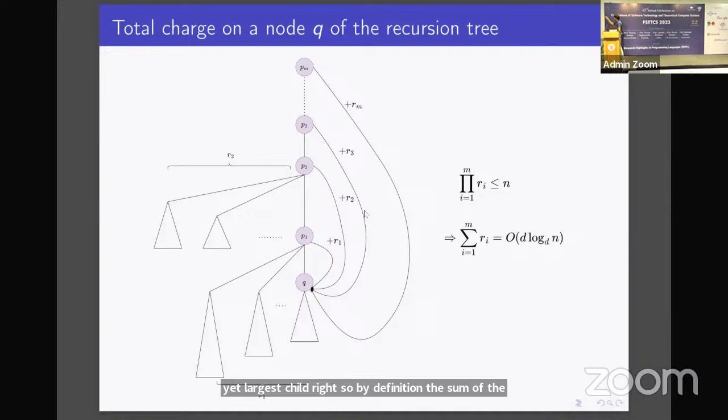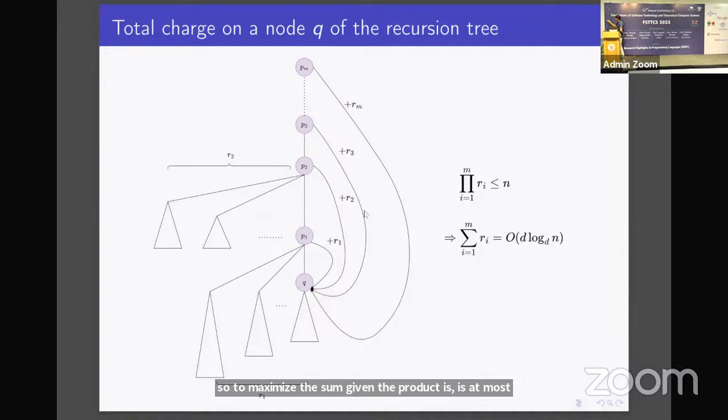And since the product is at most n, the sum will be maximized when as many of these values are equal to d plus 1 as possible. So remember that the number of children of a particular node here is at most d plus 1, because when we remove a node in a subproblem, the remaining number of subproblems is at most d plus 1, right? One upward subproblem and d downward subproblems. So to maximize the sum, given the product is at most n, we must have as many values equal to d plus 1 as possible.